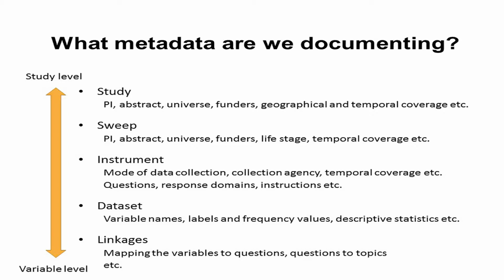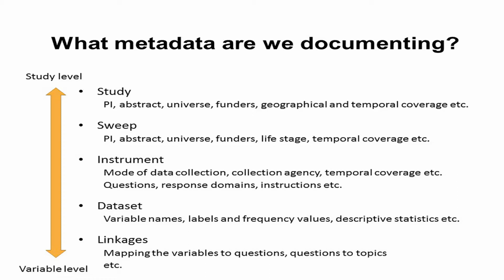Then we have the dataset level, and this includes things like the variable names, the frequency values, and the descriptive statistics. And then lastly, we have the linkages, and this is metadata linkages as opposed to data linkages. This is the metadata for mapping between these questions and variables, as well as mapping those to the topics that were also mentioned before. So I'll briefly go through how we document each of these levels of metadata.